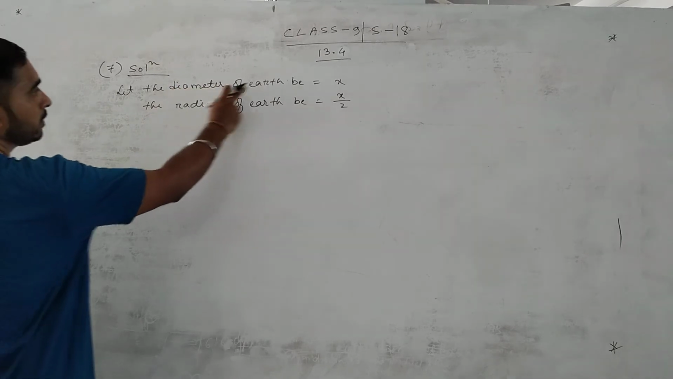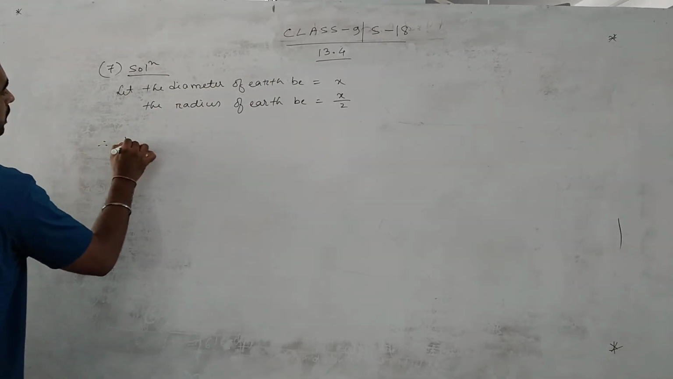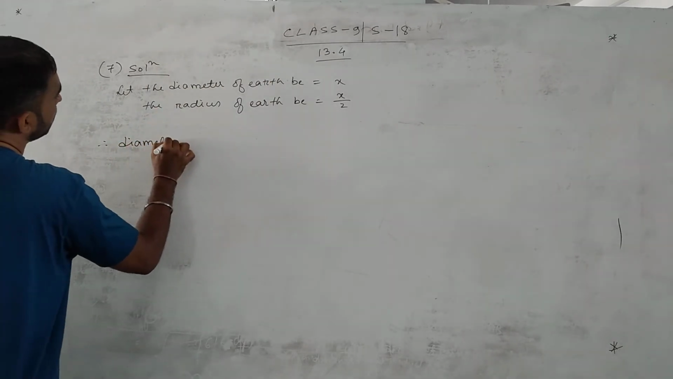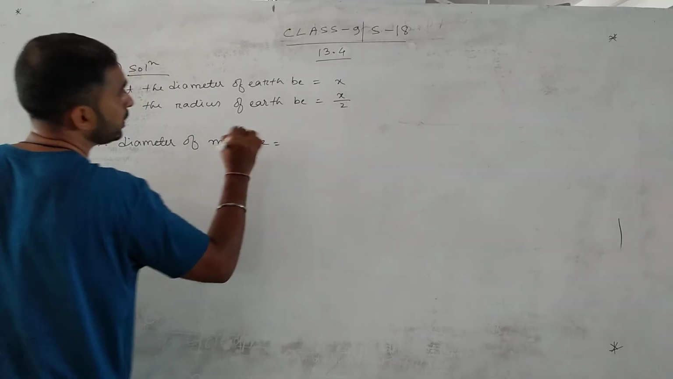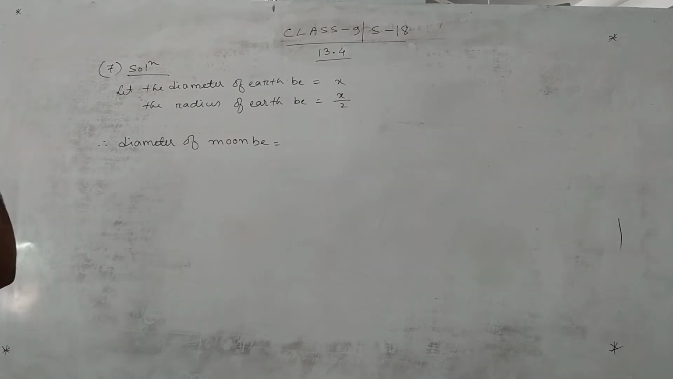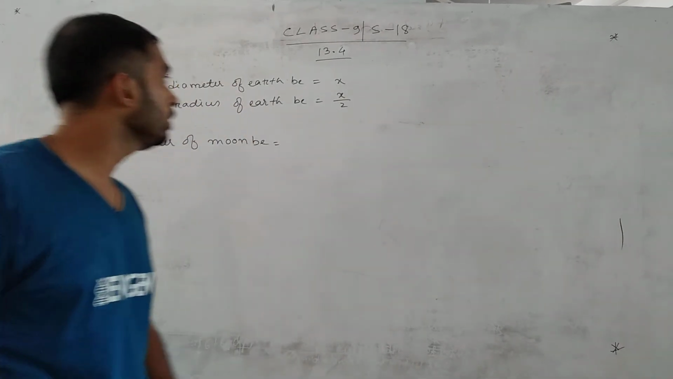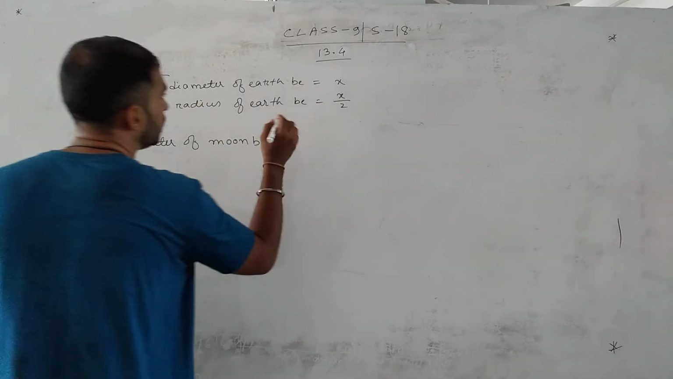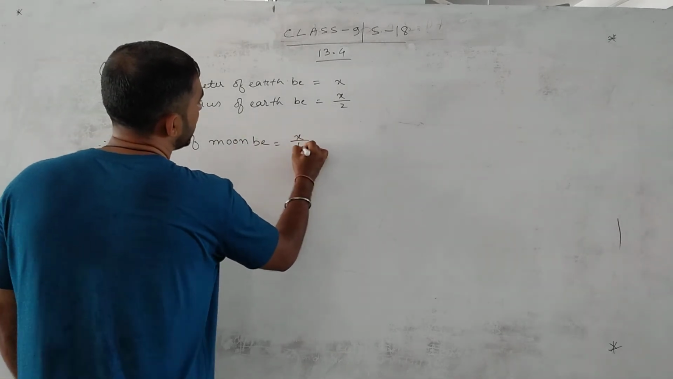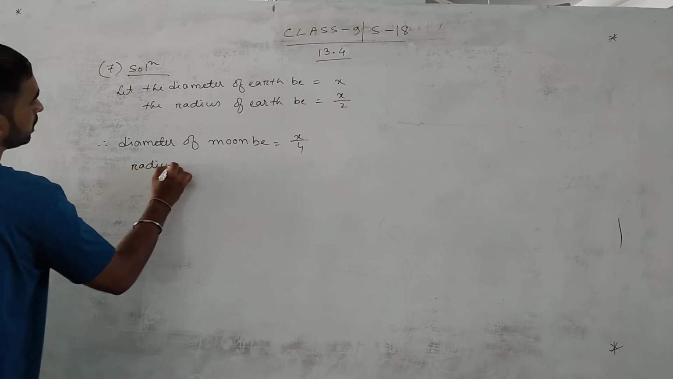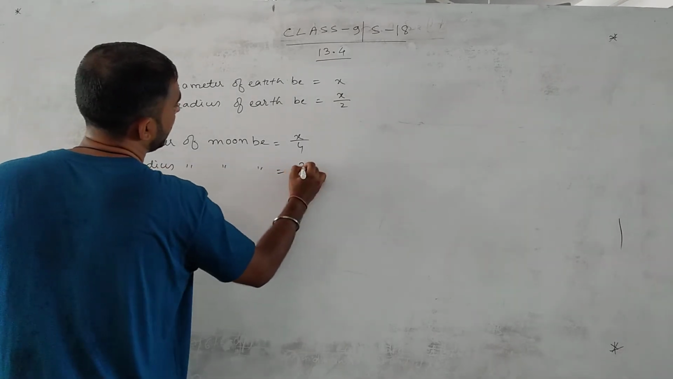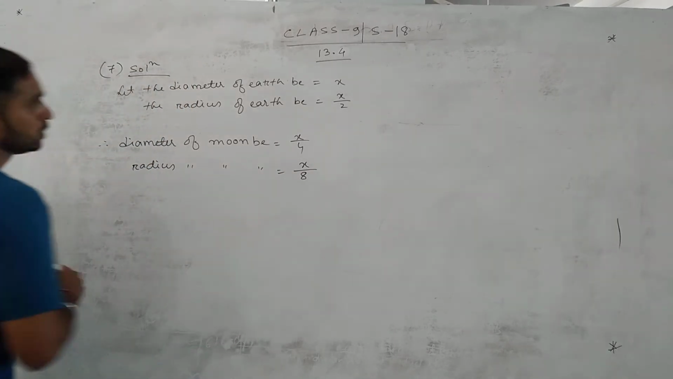As the diameter of the earth is x, what is the diameter of the moon? The diameter of the moon is 1/4 the diameter of the earth. So 1/4 of the diameter of the earth is x by 4. So the radius of the moon is half of that, so x by 8.